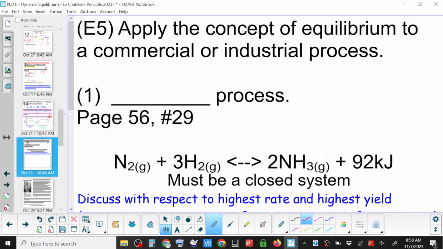And now we're going to talk about the most famous, I shouldn't say most famous, the most valuable reaction worldwide, discovered by a German chemist. This is known as the Haber process.